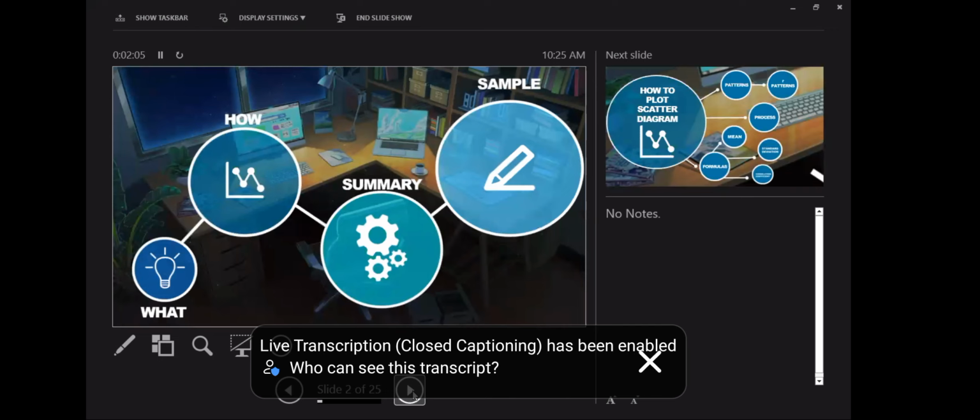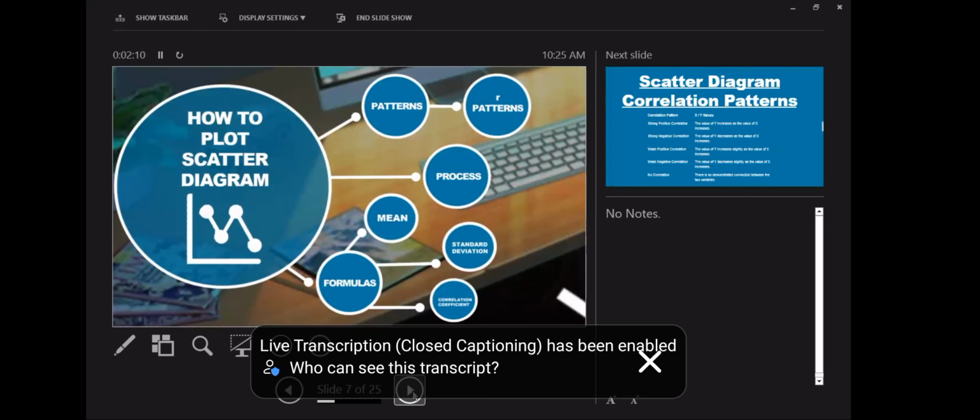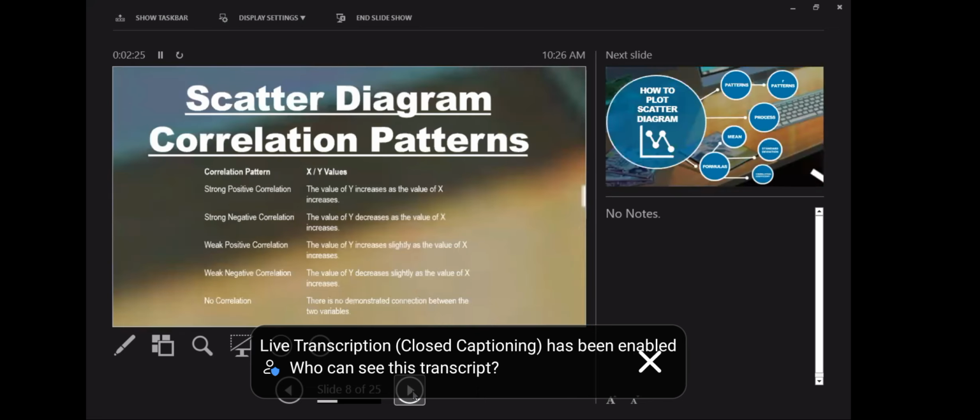So, next po, how to plot scatter diagram. First po muna is yung mga patterns. So, dito makikita natin kung ano yung direction or yung strength ng ating plotting. First is the correlation patterns. Kita po ba siya? So, we have 5 correlation patterns po.